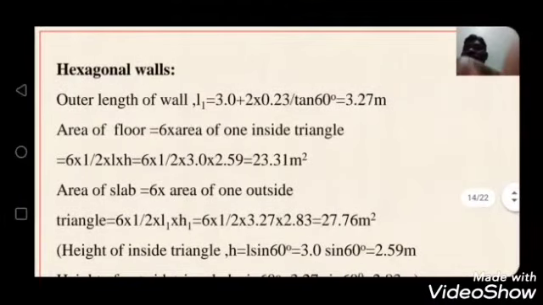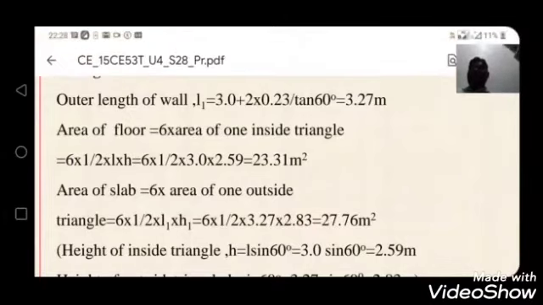Hexagonal walls, so outer length of the wall L1 is equal to 3 plus 2 into 0.23 by tan 60 degree, 3.27 meters. Area of floor is 6 into area of one inside triangle, 6 into half into L into H, 6 into half into 3 into 2.59. 3 is the width of the inside length of the wall.